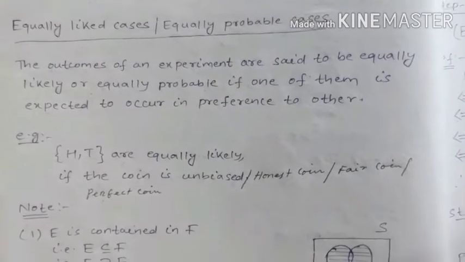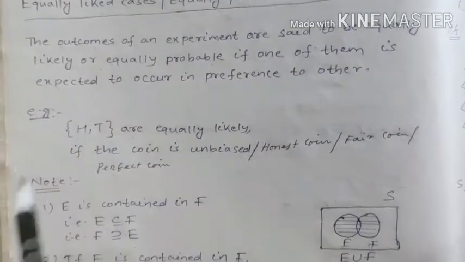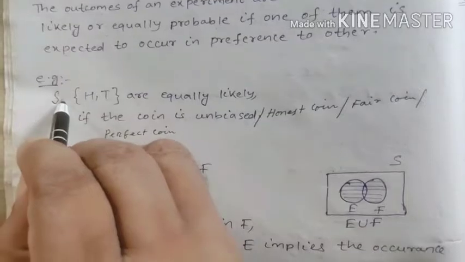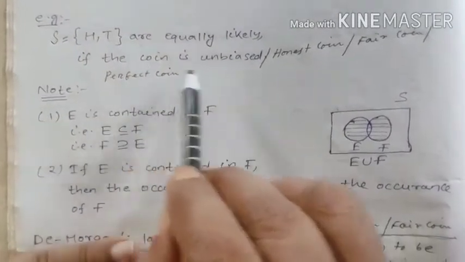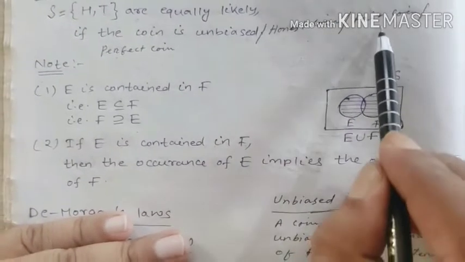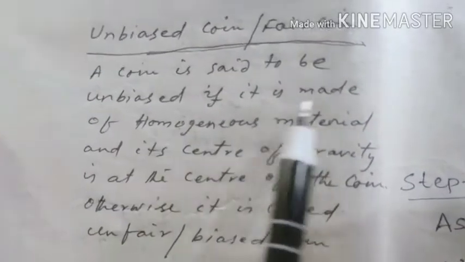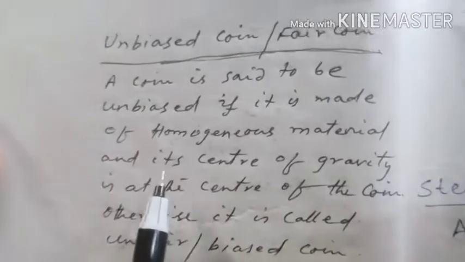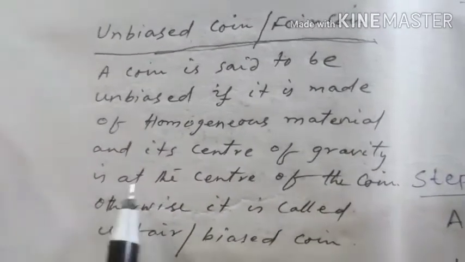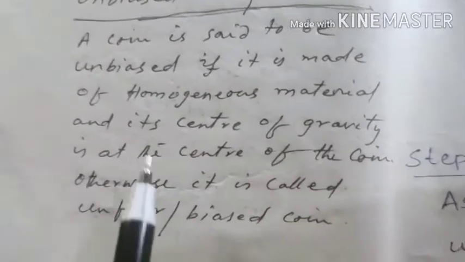Suppose a coin is tossed, how many sample points? 2 sample points. Then what is the sample space? S is equal to H comma T. That means the coin is unbiased. That is called honest coin, fair coin, perfect coin. Unbiased coin or fair coin, what is the meaning of that? A coin is said to be unbiased if it is made of a homogeneous material and its center of gravity is at the center of the coin. Otherwise, it is called an unfair or biased coin.